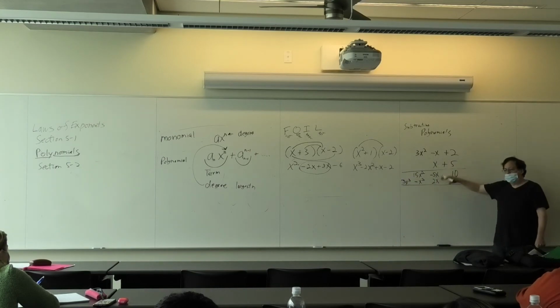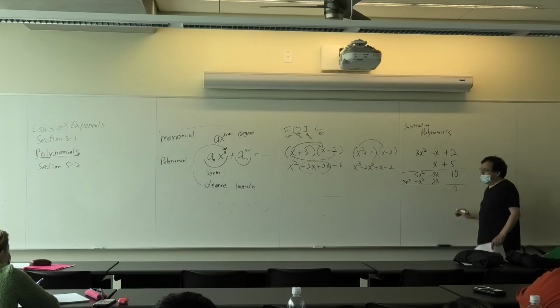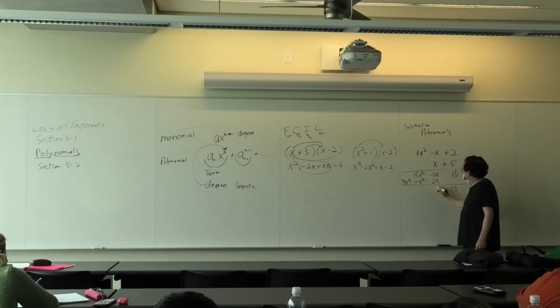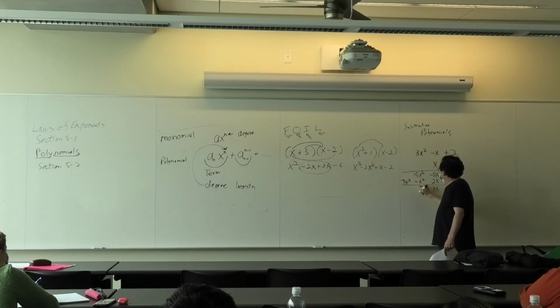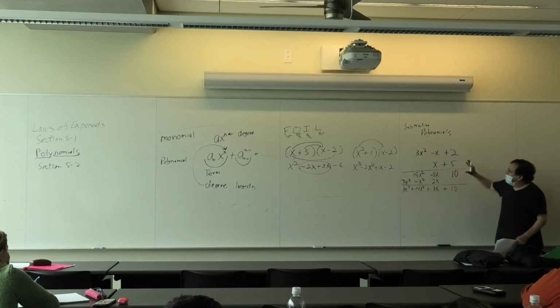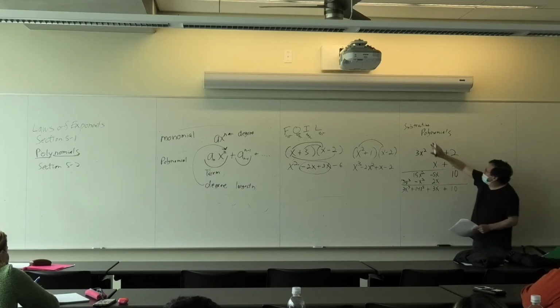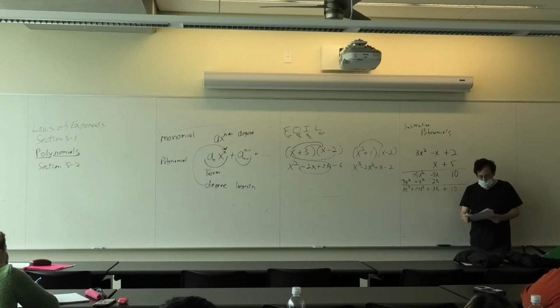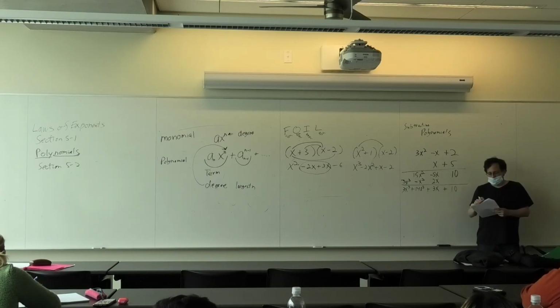And then just like with long multiplication, we're adding the columns. There's no carrying. This is nice. Minus 5 and 2 is going to be 3x. 15 and minus 1 is 14x squared. And we can just bring this in. Okay, that's multiplying a polynomial.